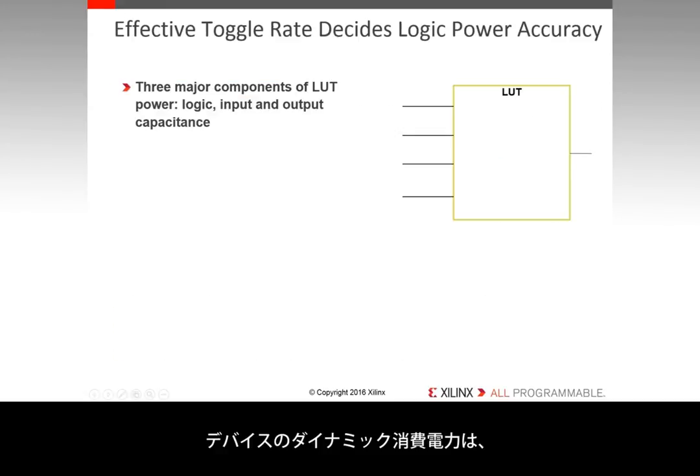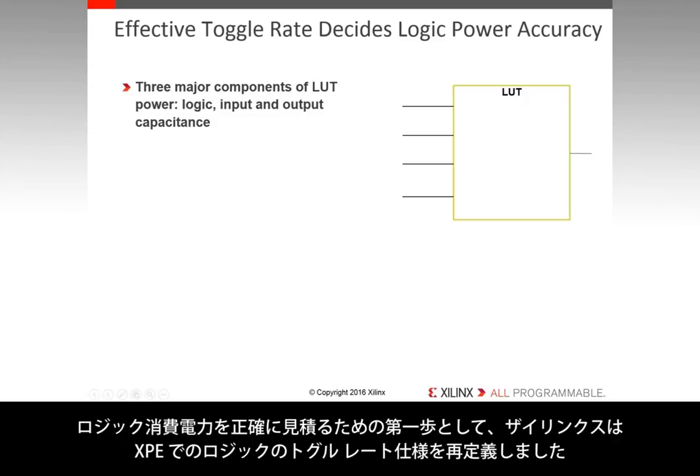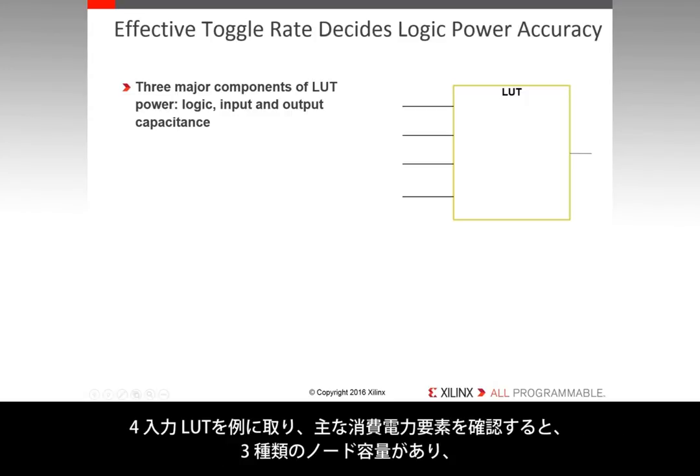As we know, device dynamic power purely depends on effective switching rate, which decides the number of times the node capacitors are charging and discharging during operation. As a first step towards accurate logic power estimation, we redefined the toggle rate specification for logic in XPE. Let's take an example of a 4-input LUT for our study.